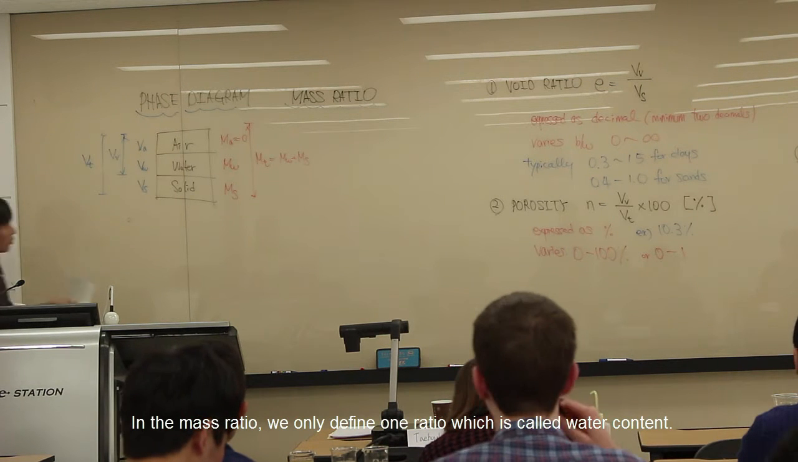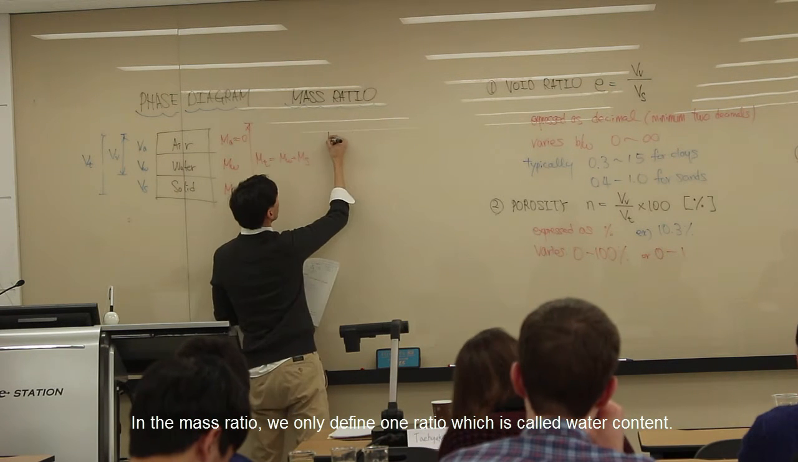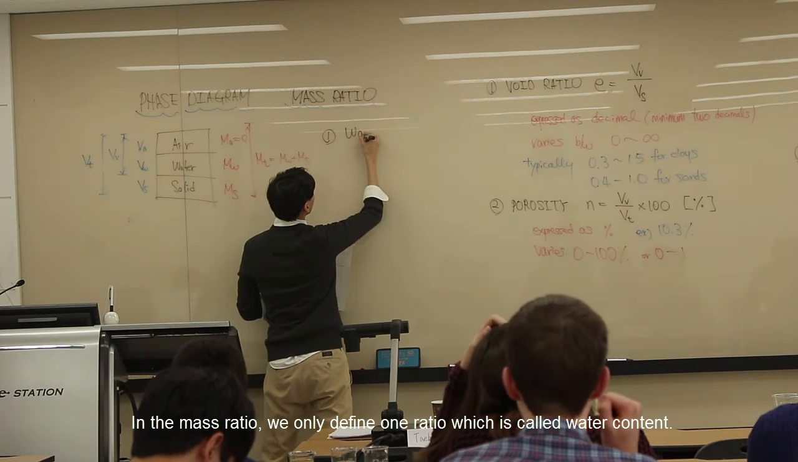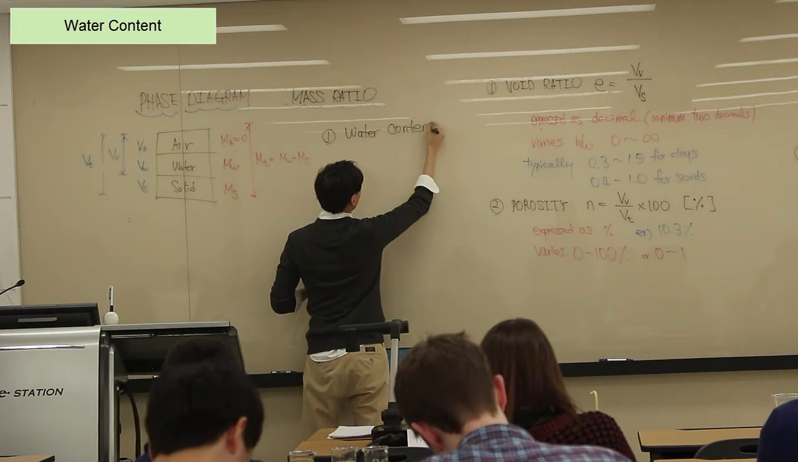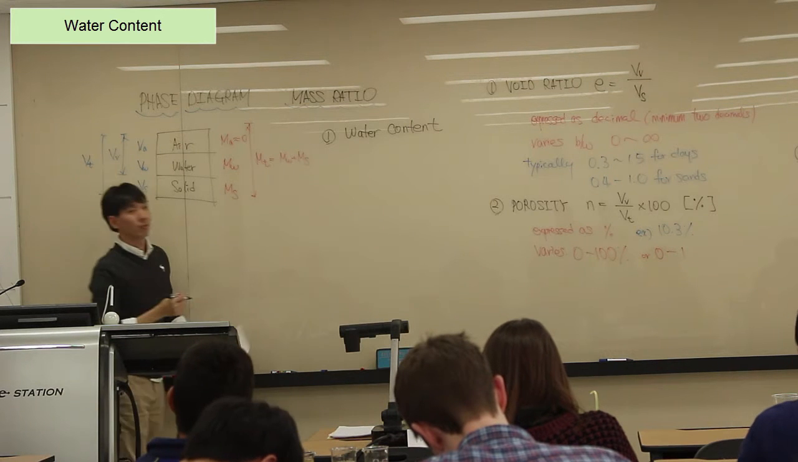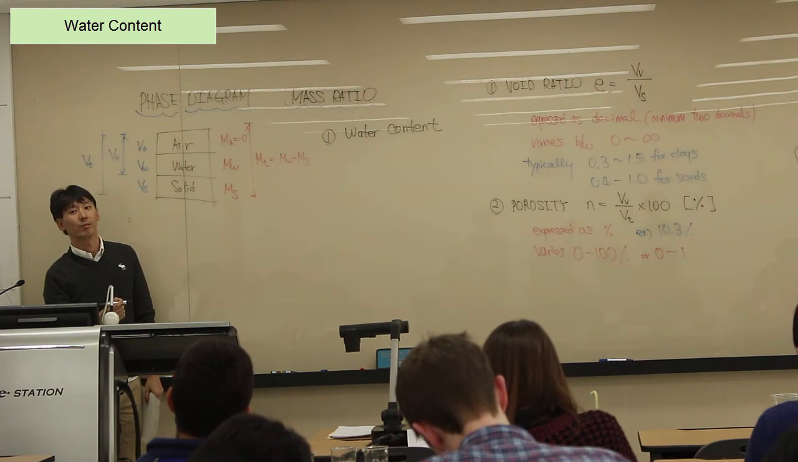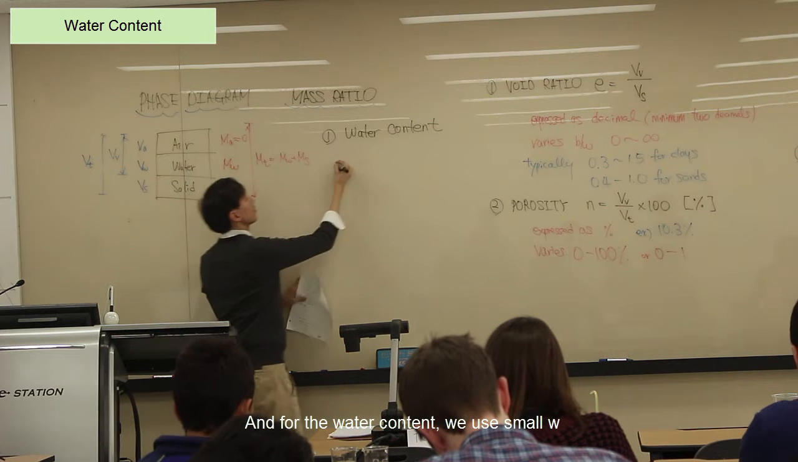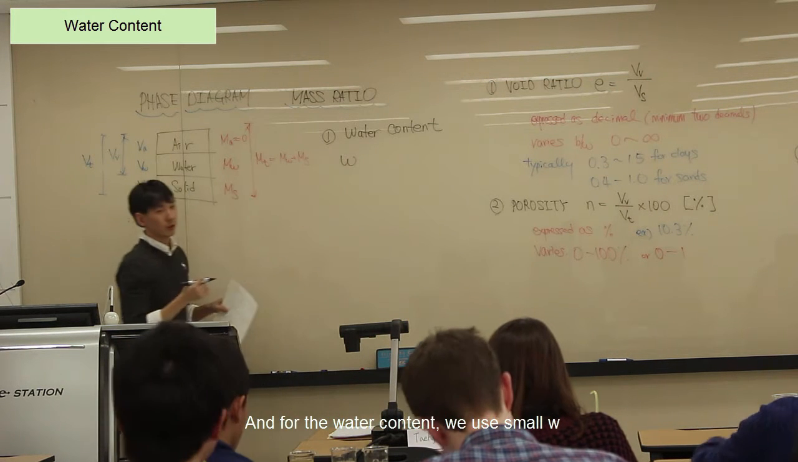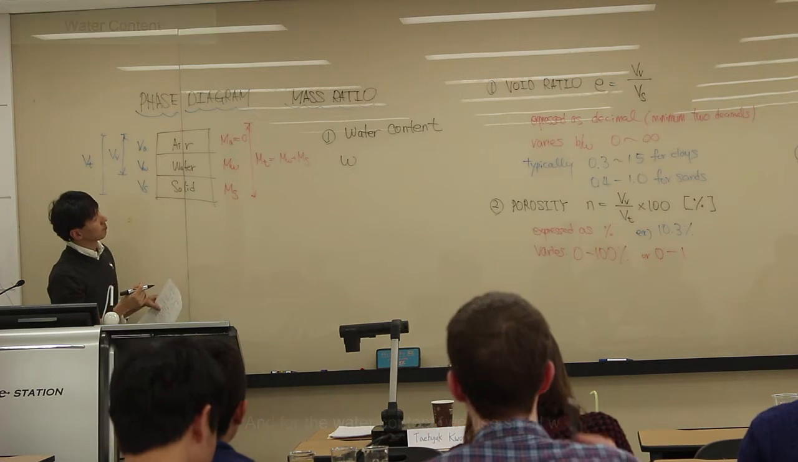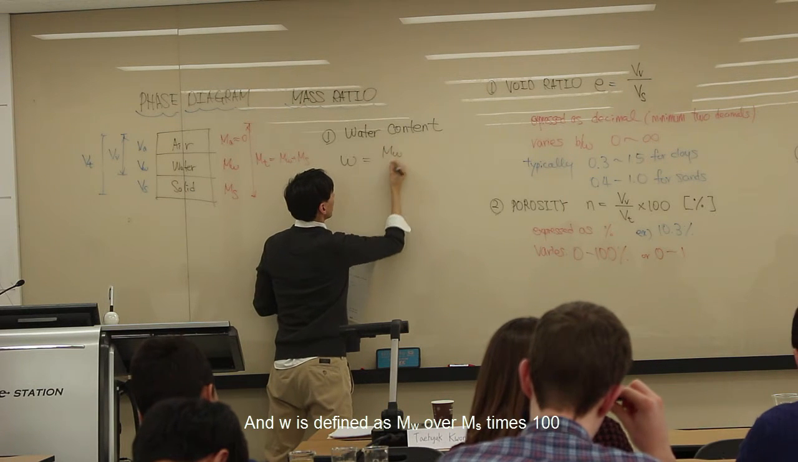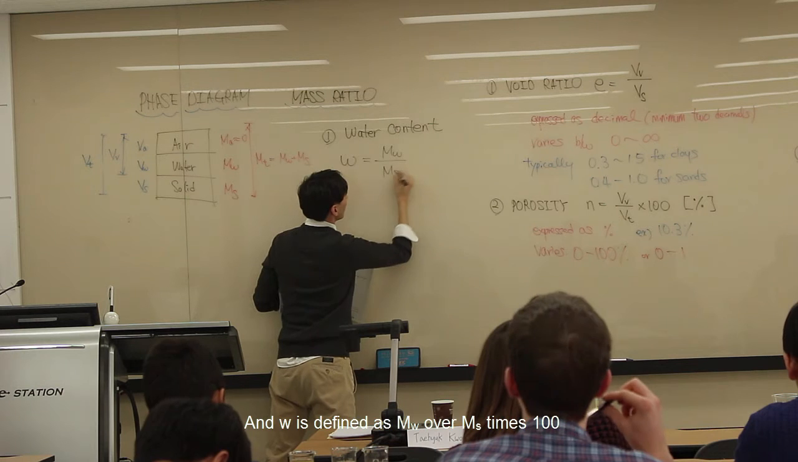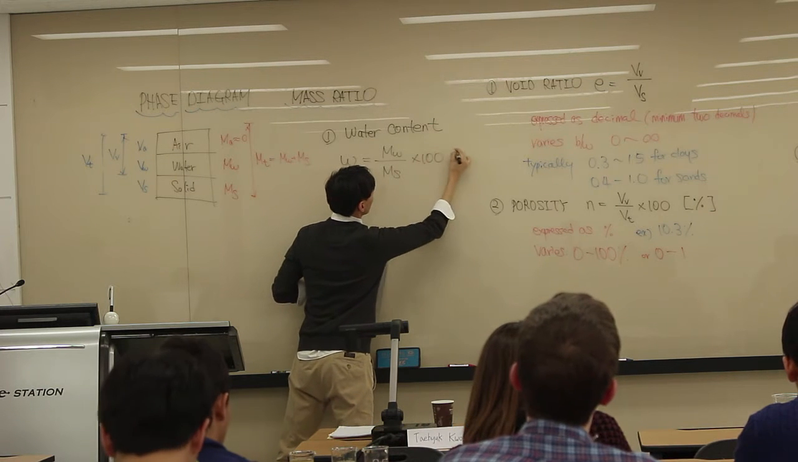In the mass ratio, we only define one ratio, which is the water content. We use the small letter w, and this is defined as the water mass over the solid mass.